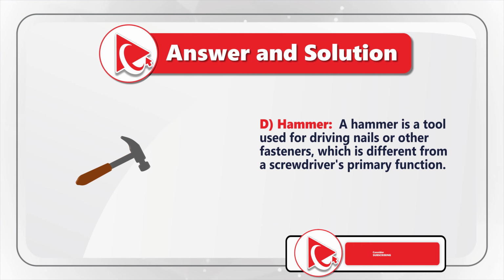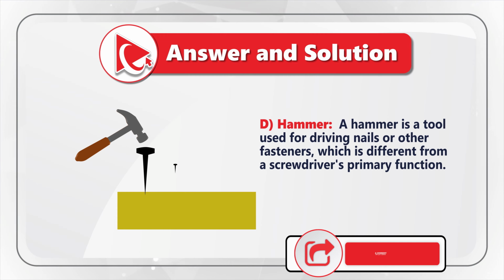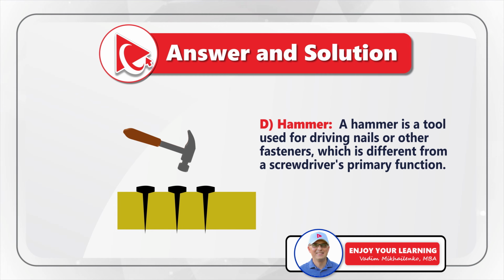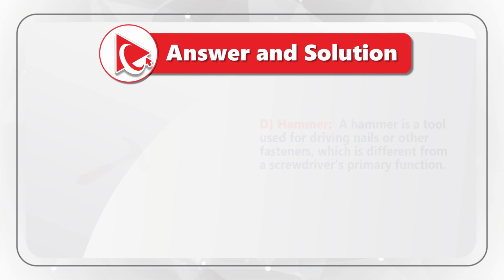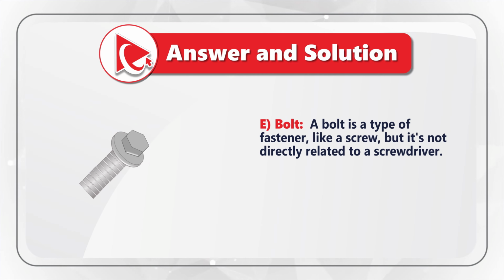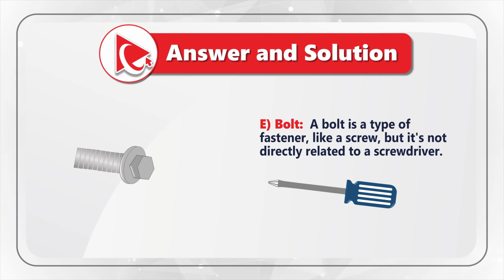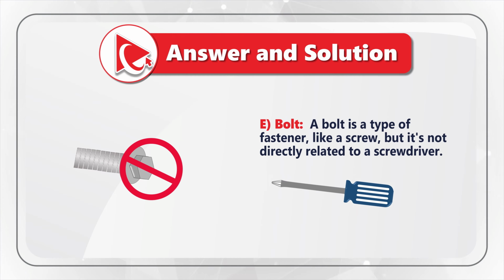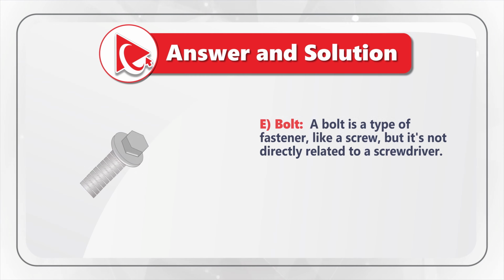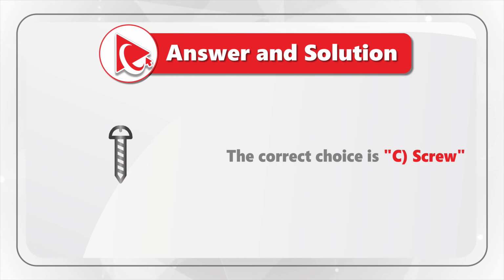screwdriver. Choice D is a hammer. And a hammer is a tool that's used to drive nails or other fasteners, which is different from a screwdriver's primary function. And choice E is a bolt, which is a type of fastener, like a screw, but it's not directly related to a screwdriver. So, as you might have guessed, the correct answer here is choice C, screw.